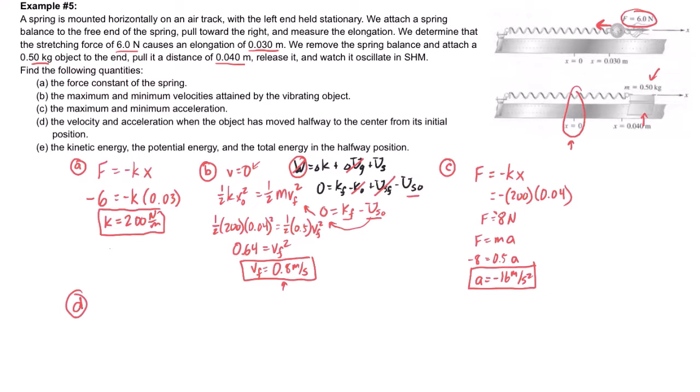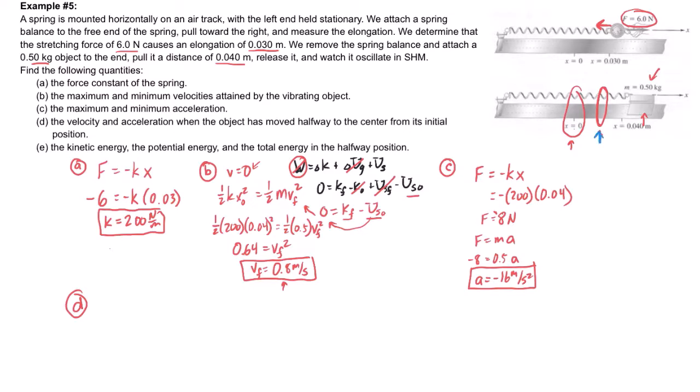Letter D says the velocity and acceleration when the object has moved halfway to the center from its initial position. So that's talking about this point right here, halfway between 0 and that 0.04. We can do that by doing basically the same thing that we did in letter B. However, this time our final position is going to be right here. So we're going to go ahead and change color here.